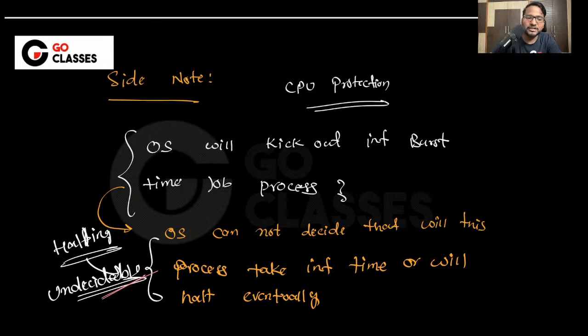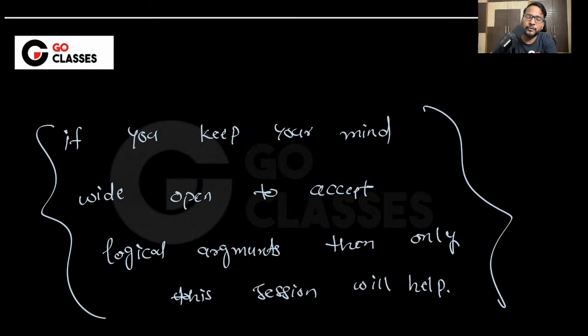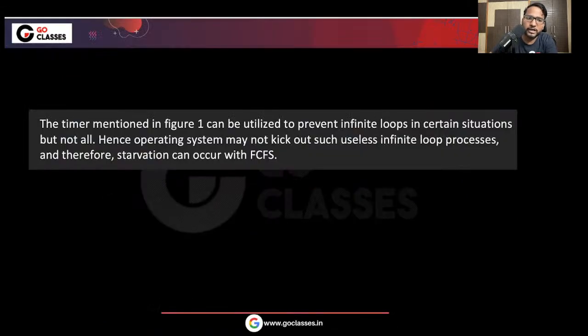Okay, now let's talk about one more thing where people are getting confused. In the draft, I will write this timer thing also. They are saying that I've not framed this completely in the way I wanted to, so I'm putting some screenshots here, but it is almost done. The timer mentioned in figure 1 can be utilized to prevent infinite loops in certain situations, but not all. Hence, the operating system may not kick out such useless infinite processes, and therefore starvation can occur with FCFS. It's not that it will always kick them out.